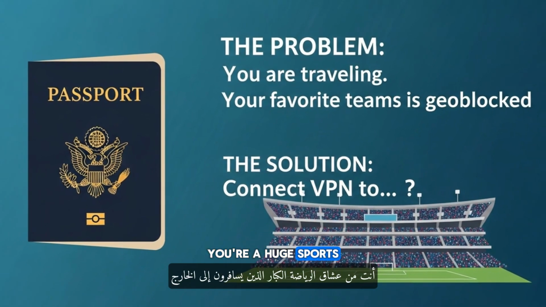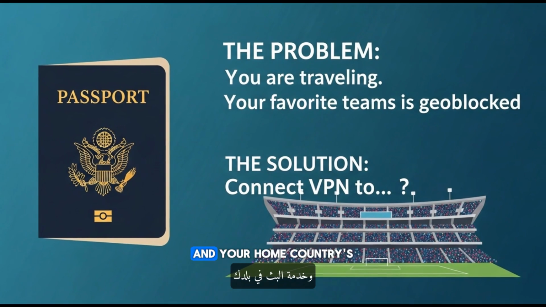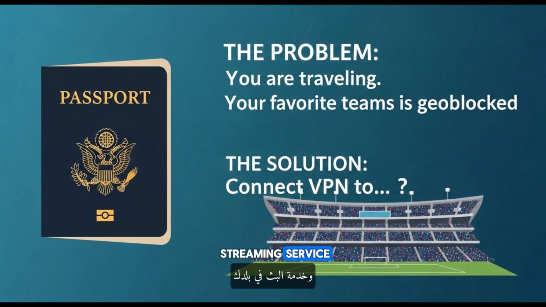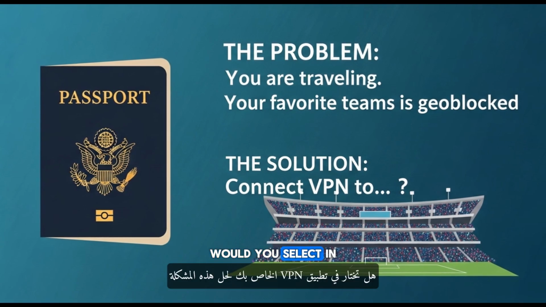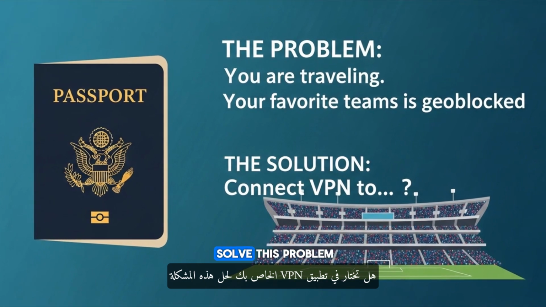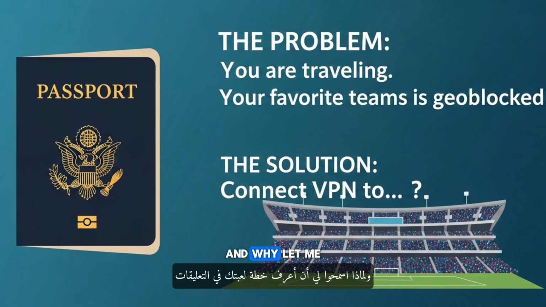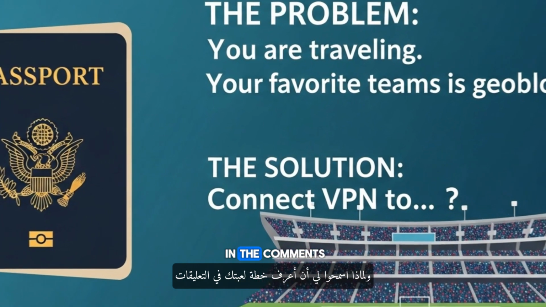Let's use an example. You're a huge sports fan traveling abroad, and your home country's streaming service for the big game is blocked. Which country would you select in your VPN app to solve this problem, and why? Let me know your game plan in the comments.